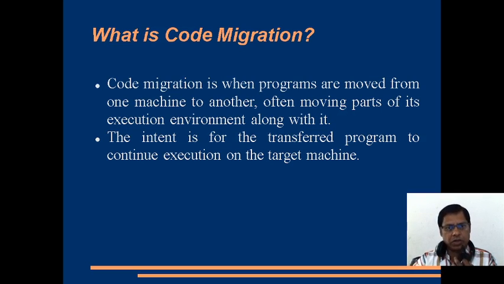Code migration is when programs are moved from one machine to another machine. What is the purpose that we are sending? A machine to another machine, the code is shifting, not only code, any file. Code is moving from one machine to another, often moving parts of its execution environment along with it.